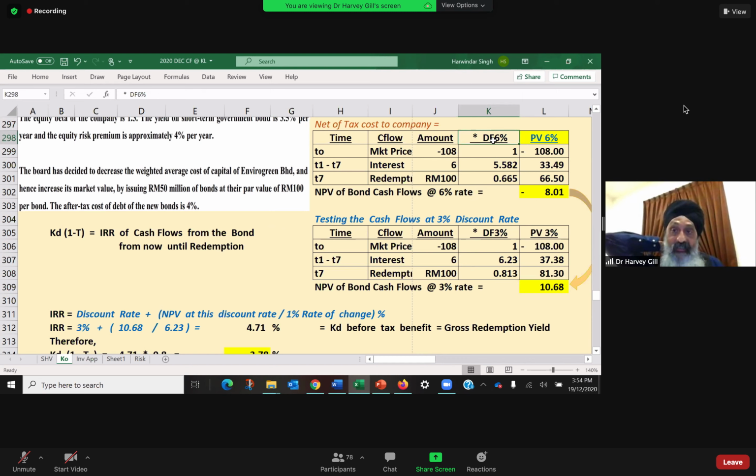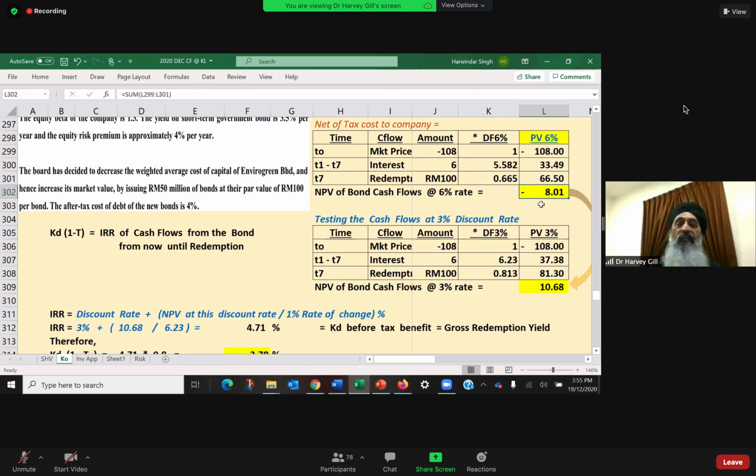You see, you're testing the cash flows at 6%. When you are discounting at 6%, you are asking yourself the question that if I was an investor buying this bond, would I get a 6% return on these bonds? The answer is no, I won't. How do I know that? Because when I add up all my present values, it's negative.